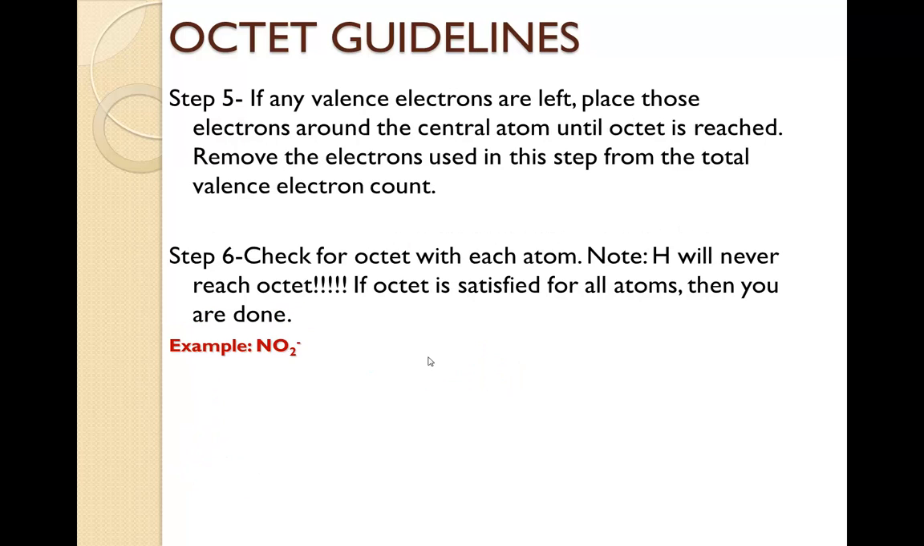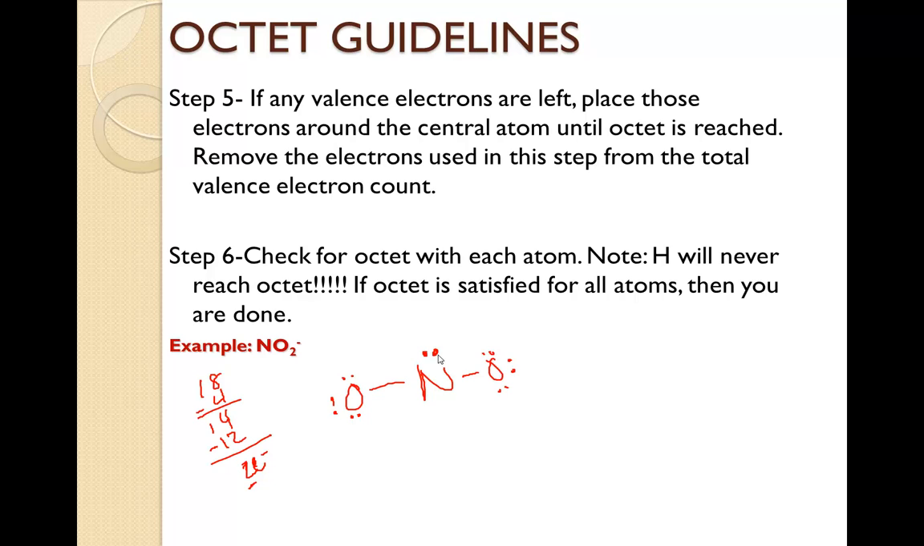So let's redraw that. Started off with 18. We used 4 for the single bonds. We used 12 for the lone pairs. We have 2 electrons left. If any valence electrons are left, place those electrons around the central atom until octet is reached. So we have 2 more electrons left, so we're going to place them right here. Remove the electrons used from this step on the total electron count.